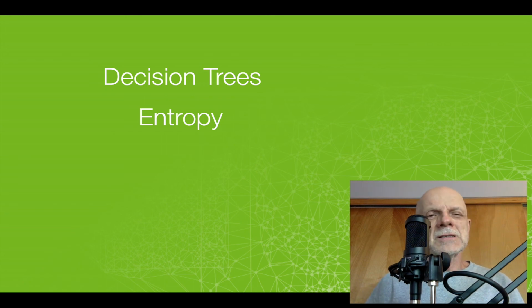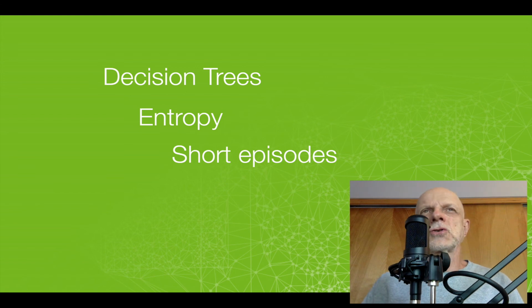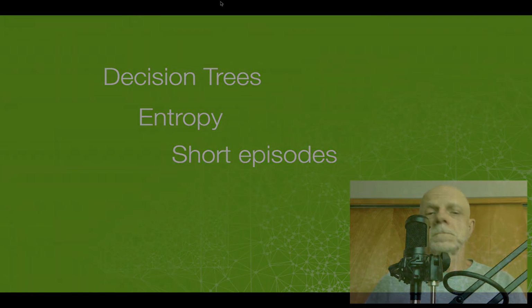And we're going to discuss entropy by looking at very short episodes of me writing stuff on paper. It's the best way I could come up with to explain this. It's not the most advanced high-tech way, but I'm hoping that using just writing and casual conversation, I'll get across to you the important factors of how decision trees are constructed. So let's get started on this.